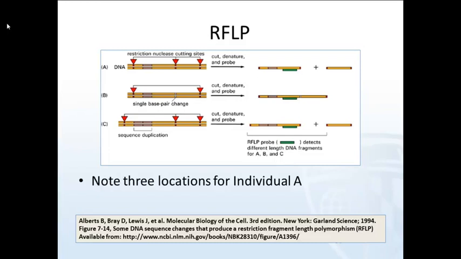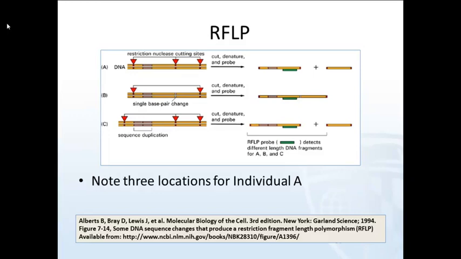How can the length vary? Well, let's look at the top sequence. The red triangles represent restriction sites, those specific sequences where restriction enzymes cut. There are 3 sites in this region of DNA.